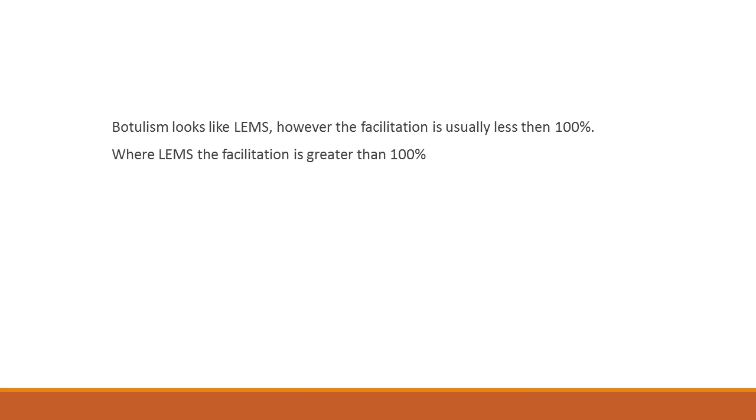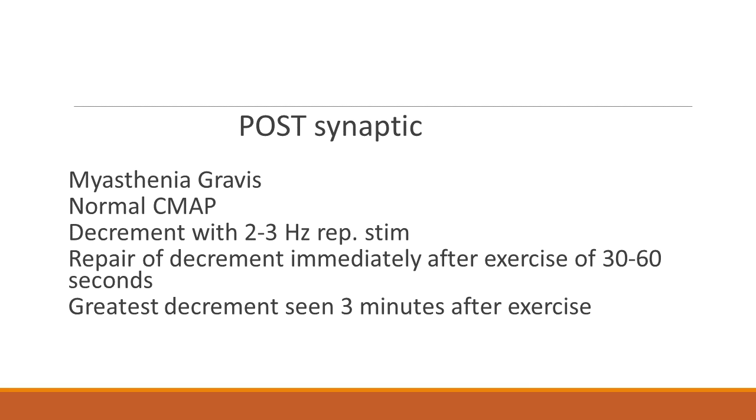Botulism looks a lot like LEMS, only the facilitation tends to be less than 100%, and LEMS tends to be greater than 100%. Myasthenia gravis, you have this nice normal CMAP, but you get a decrement when you do your 2 to 3 hertz rep. You do your 4 and 5 responses, and you see it go down.